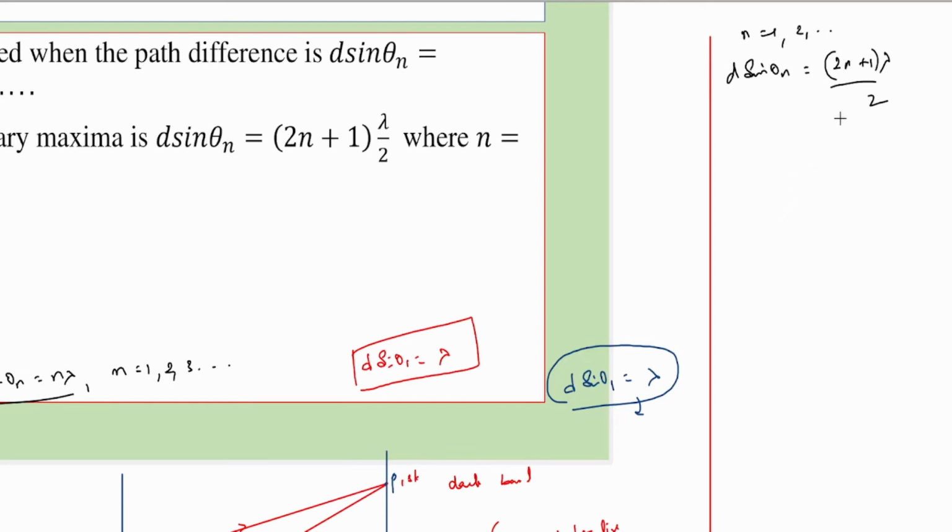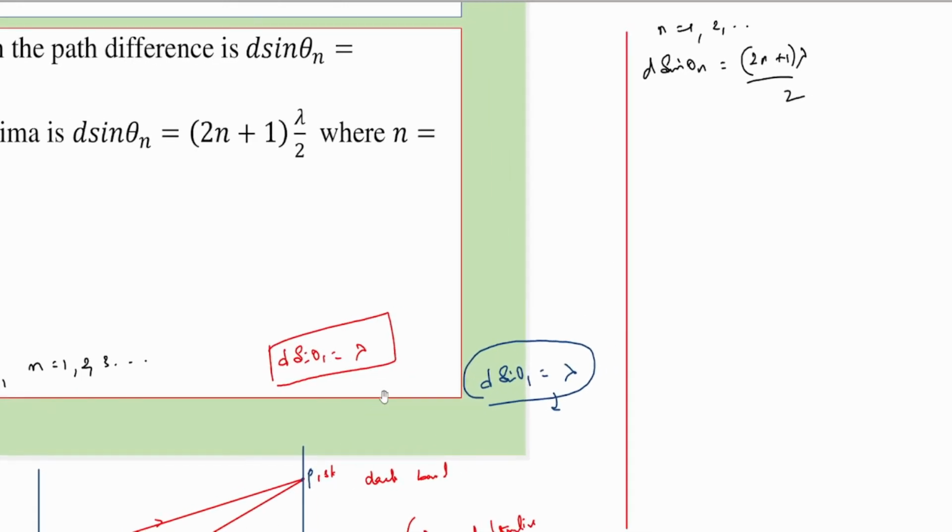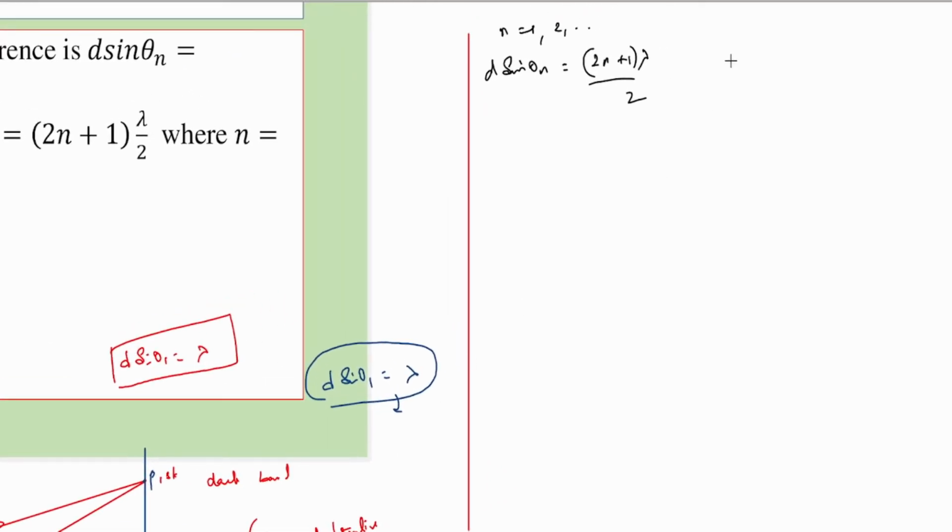Question is, why not take n as 0, or why not take as minus 1 here? Because the central one is called the primary maximum and the others are called secondary maximum. That is the reason that we take n as 1. Put n as 1, we get the first secondary maximum, for which the condition is d sin theta 1 is equal to 3 lambda by 2.